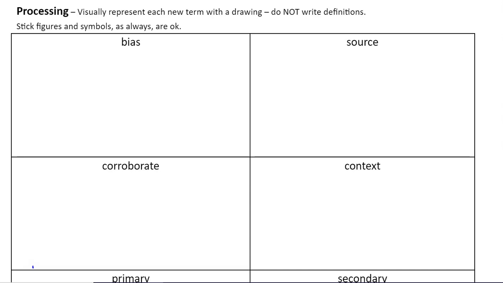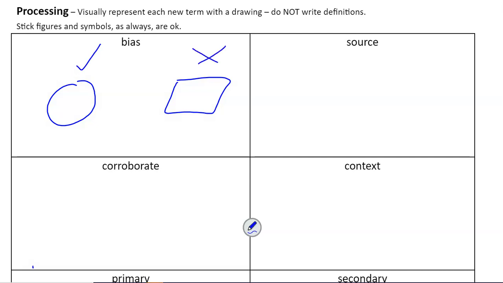All right, so let's take a look at bias. Bias was like opposed to something. It was about being against something. It's prejudice in favor of or against. So maybe on this one I've got here's a circle and here's a square, and I have a bias towards circles and against squares. I like circles, I dislike squares. That is a simple drawing that I can use to process what the meaning of bias is.